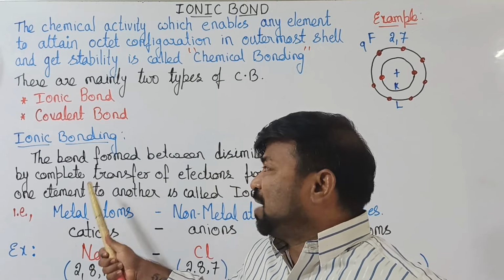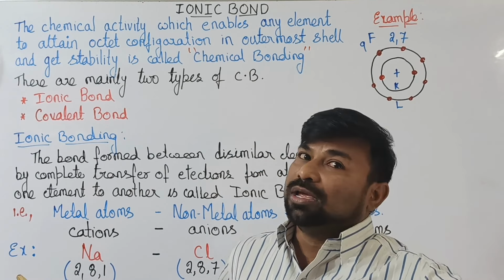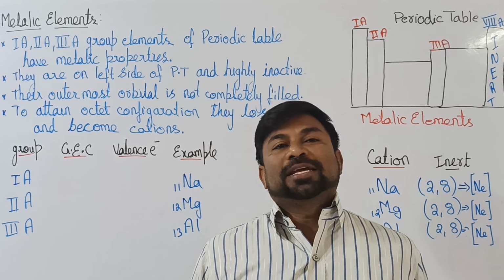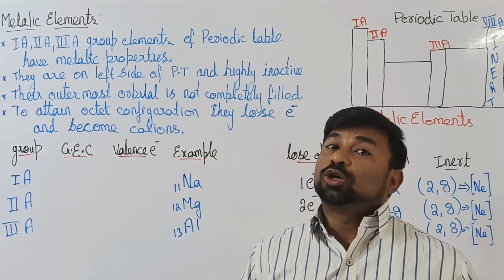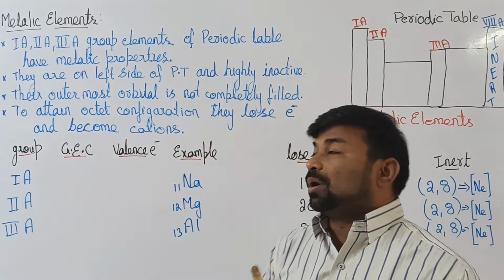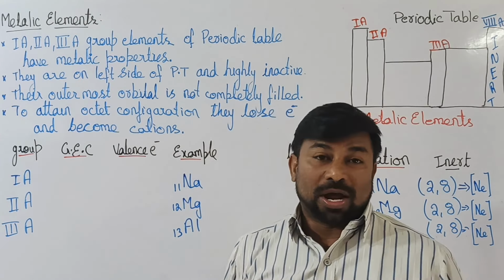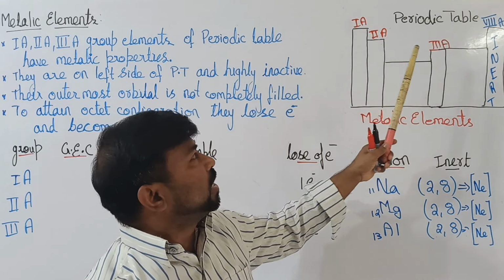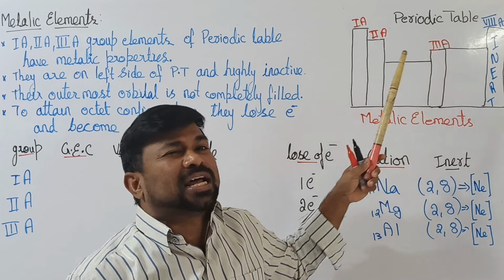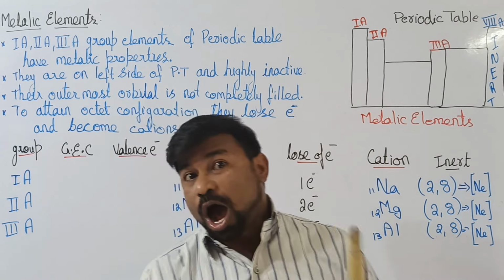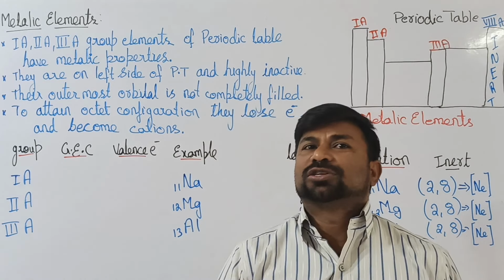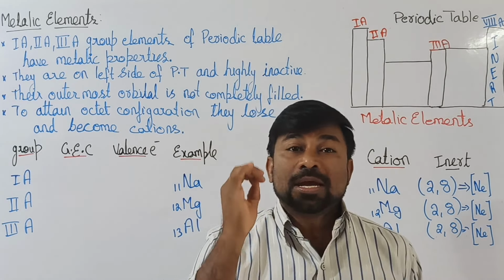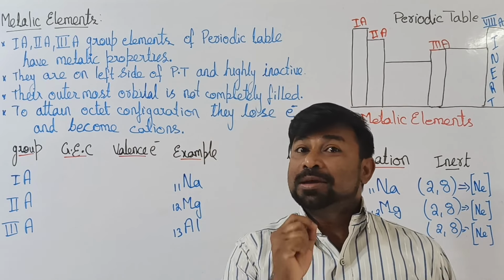So now what are the properties of metallic atoms? How do they behave? I will go a little bit clearer. What are metallic and non-metallic atoms and how do they behave? I'll get back to that. Let us explain the properties of the metallic elements, which are towards the left side of the periodic table. Now metallic elements: 1A, 2A and 3A. These 3 group elements are generally considered metallic elements. How do they behave? What is the general electronic configuration? We will get back to that. So 1A, 2A and 3A group elements of the periodic table have metallic properties.